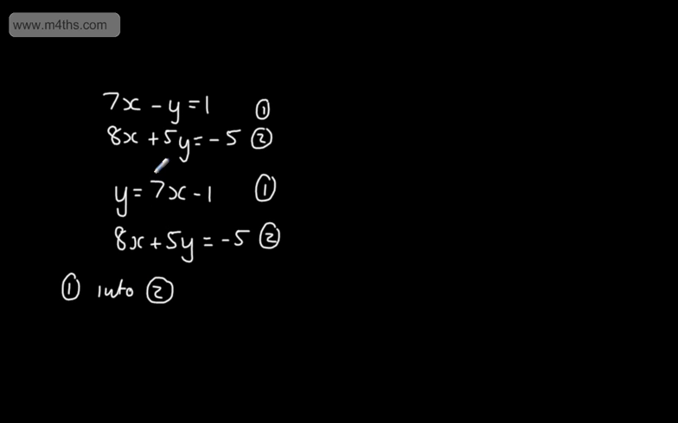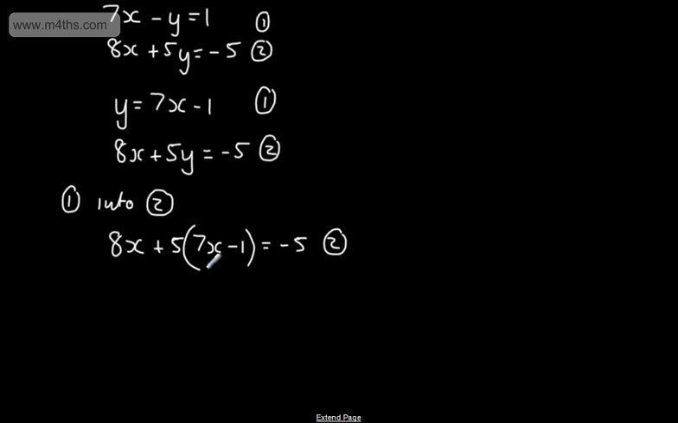If I do that, I have this expression for y in terms of x, 8x plus 5 lots of y. Well, y is now 7x minus 1, and that will be equal to negative 5. So that's what equation 2 becomes once we substitute in. So if I look at this, this is going to give me 8x plus 35x minus 5, and that's going to be equal now to the negative 5 here.